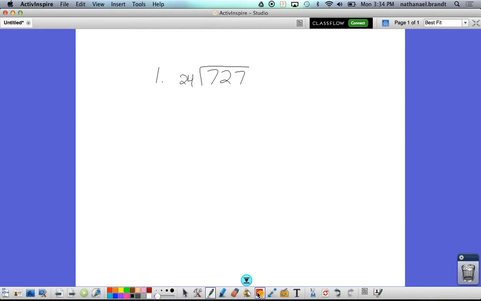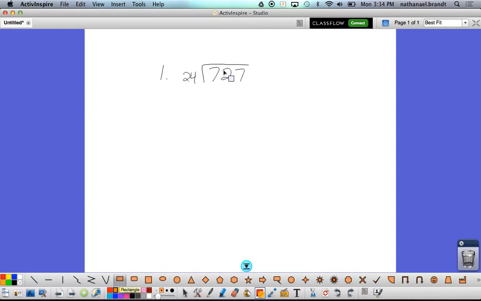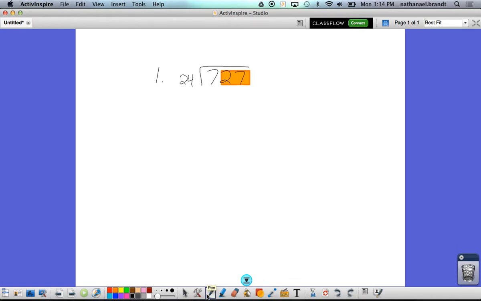And let's start with this here. And we're going to think, if I have 7 apples, how many groups of 24 can I get from 7? Well, I can't get any. Since I start with a 0 here, now I think about the number as being 72. If I have 72 apples, how many groups of 24 can I get from 72? The answer to that is 3.